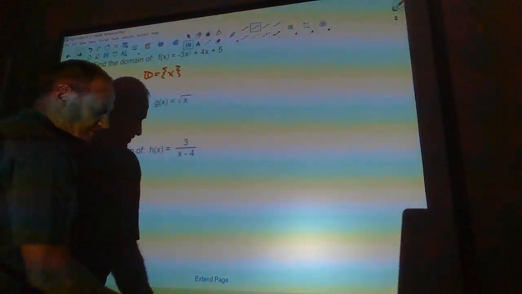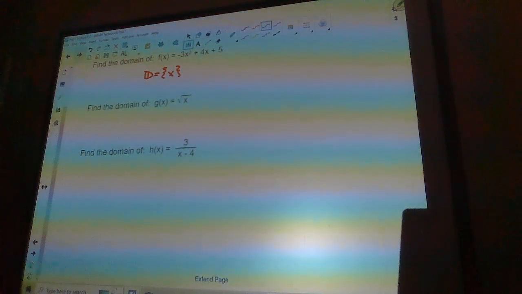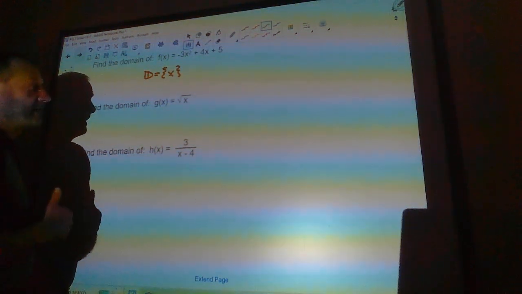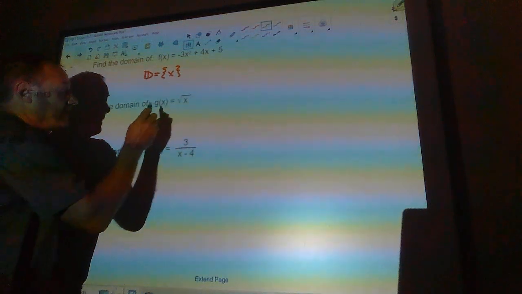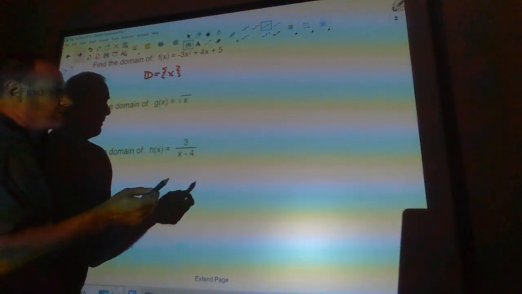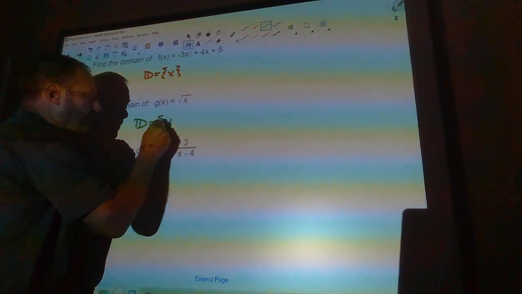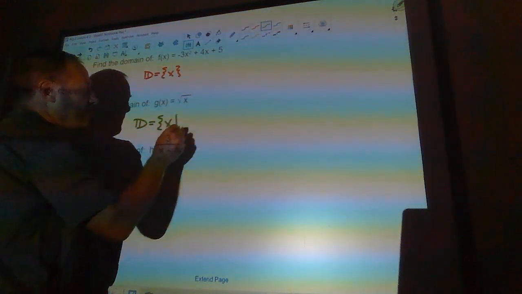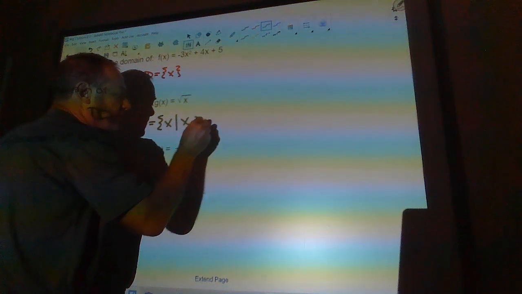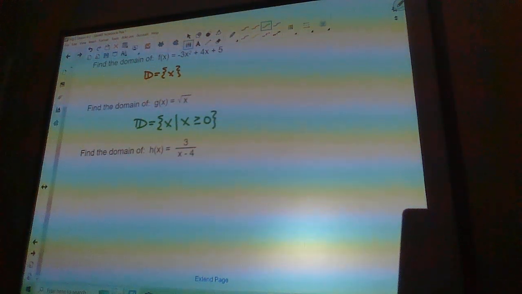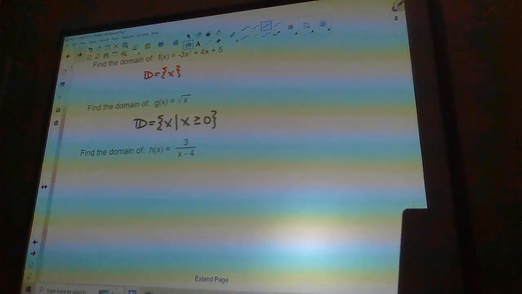Now, find the domain of g of x equals the square root of x. There are some numbers that I can't square root. I cannot square root negative numbers. I can square root 0. I can square root positive numbers. So my domain is going to be the set of all x's where x is greater than or equal to 0. That excludes all the negatives, which would give me imaginary answers.